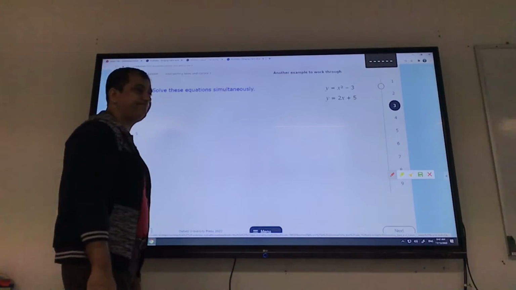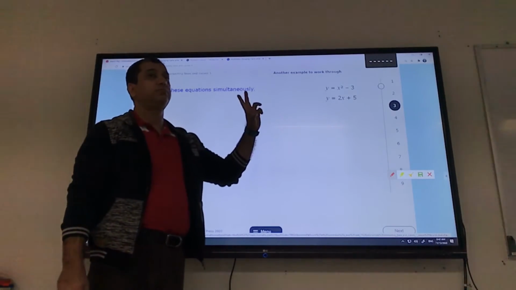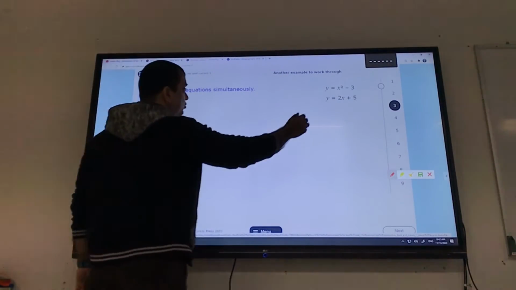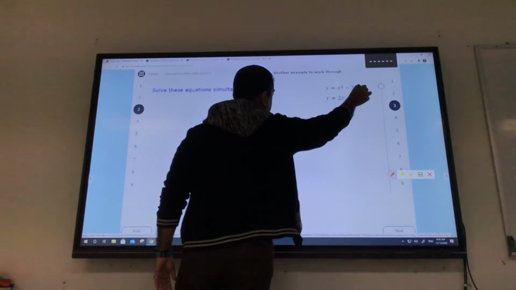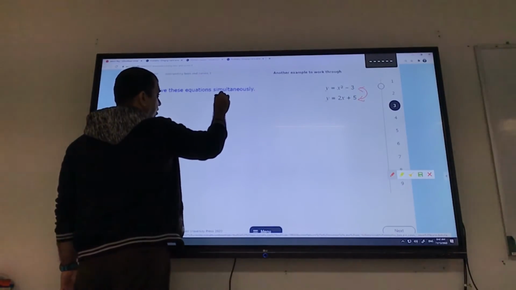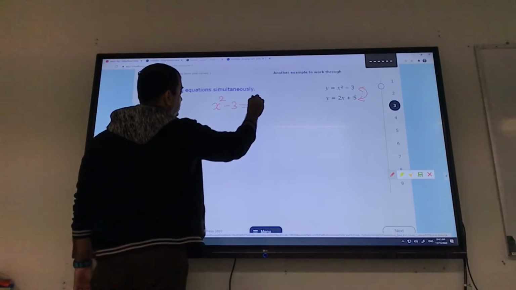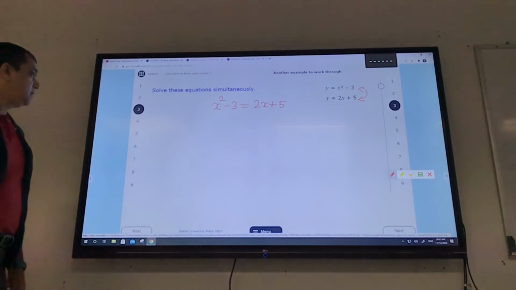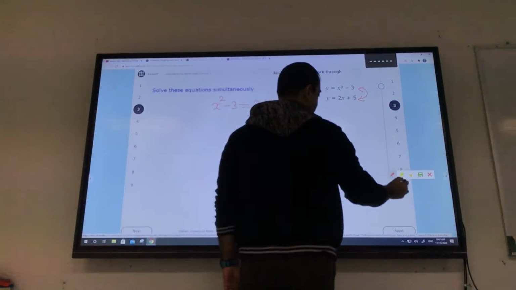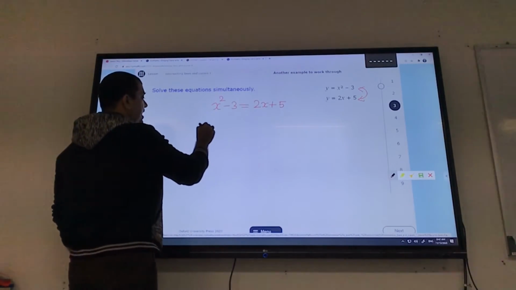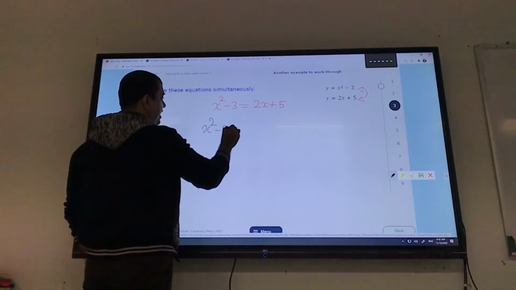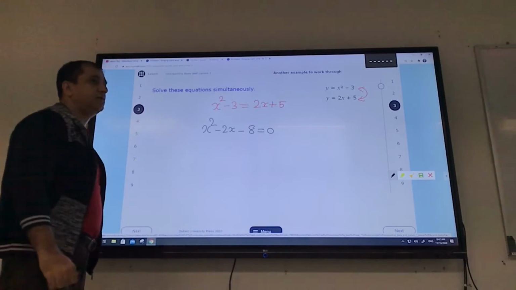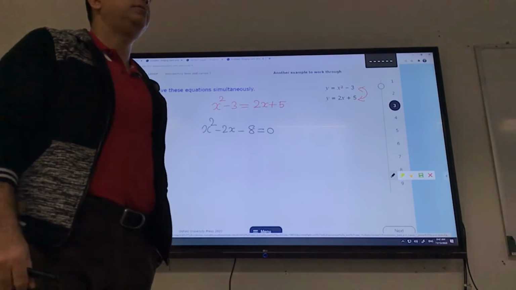What should I do? Both are equal to y. If both are equal to y, you're going to substitute these expressions on the right side this way. X squared minus 3 is equal to 2x plus 5. Then simplify further. We get here x squared minus 2x minus 8 equal to 0. We have to solve this equation now.